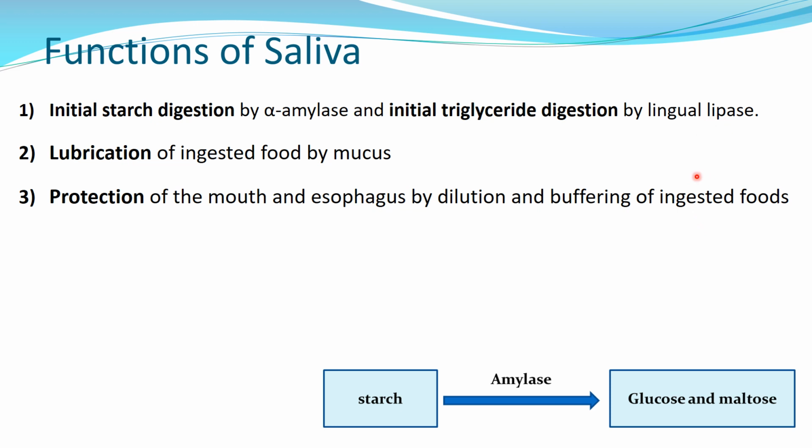So it has a minor role in the process of digestion. Also, we have lipase, which is involved in the process of lipid digestion. The second function of the saliva is the lubrication of ingested food by mucus, so it can help the process of swallowing. It prevents the irritation of the esophagus. Otherwise, without saliva, the food particles might irritate and injure the esophagus. The third function of the saliva is the protection of the mouth and esophagus by dilution and buffering of the ingested food.